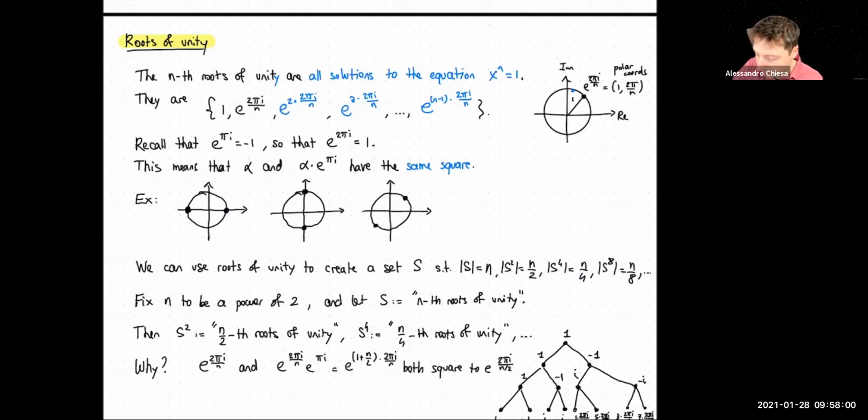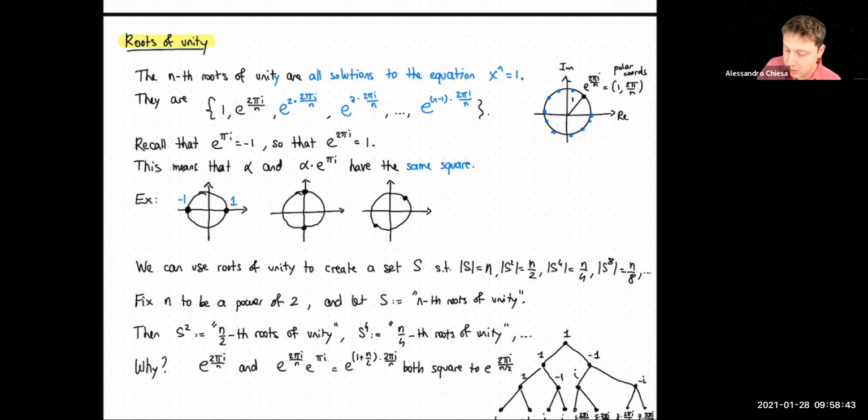So the roots of unity are spaced out exactly, okay, they're not very exact here in my picture, but they're spaced out exactly, so you divide the circle into n slices. Recall that e to the pi i is -1, so that e to the 2 pi i is 1. And so, for example, you have a bunch of situations where you have the same square. So, for example, who are these 2 points, this one and this one? What are they called? 1 and -1, right? So here we have 1, we have -1.